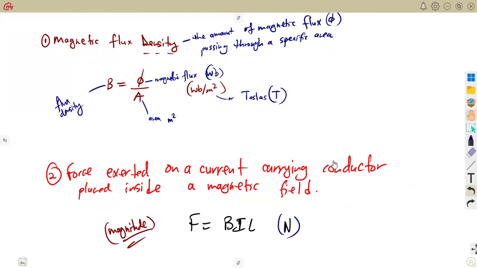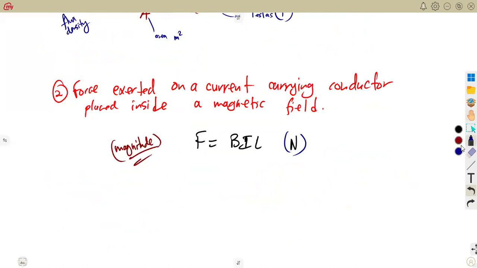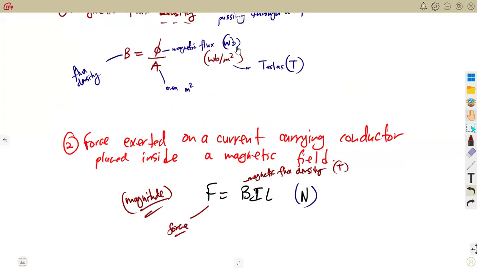So you're talking about the force. The force, and B, as we had this, guys, is our magnetic flux density. So do not forget that we have to consider our magnetic flux density. As we saw, it is measured in Tesla or Webers per square meter.